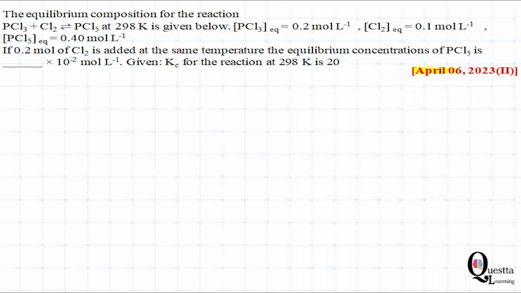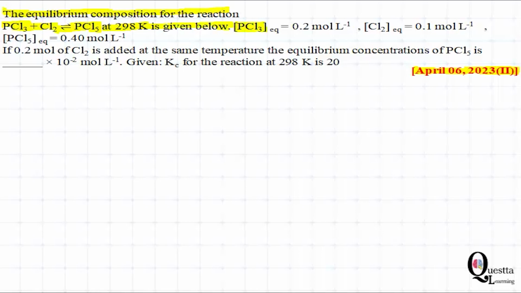Everyone, today we are going to solve a question that appeared in Shift 2 on April 6, 2023. The question says that the equilibrium composition for the reaction PCl3 added to Cl2 at equilibrium produces the compound PCl5 at a temperature of 298 Kelvin is given below.